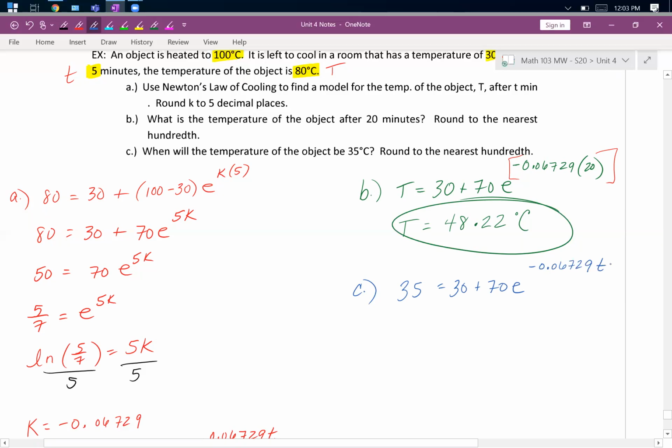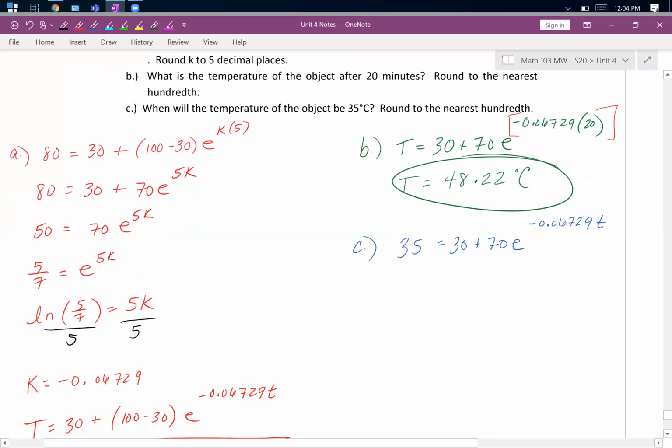So now that we're solving for little t, is this considered an exponential equation? Are we going to have to rewrite it in logarithmic form? Yes, because the variable we're solving for is located in the exponent. We need to start by isolating the exponential portion. So let's subtract 30 and then divide by 70.